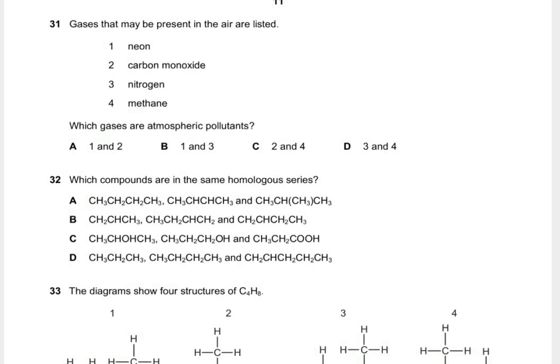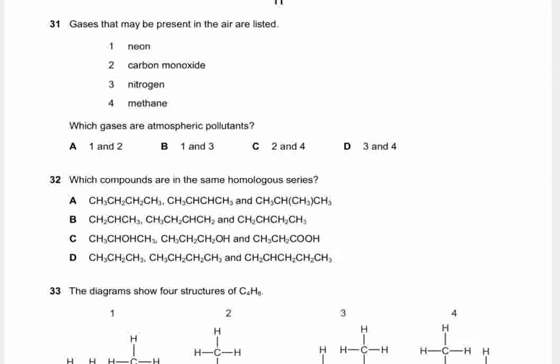Gases that may be present in the air are listed, and there we have neon, carbon monoxide, nitrogen, and methane. And you need to pick up those gases which act as atmospheric pollutants. So neon is not a pollutant, and so is nitrogen. The remaining two, carbon monoxide and methane, so 2 and 4. So the C option is the correct one.